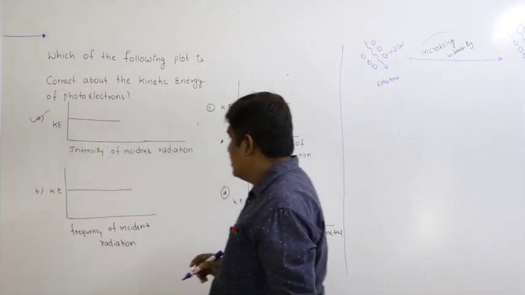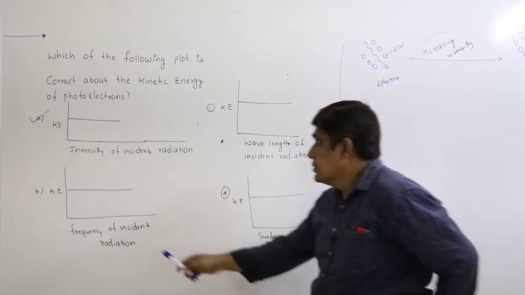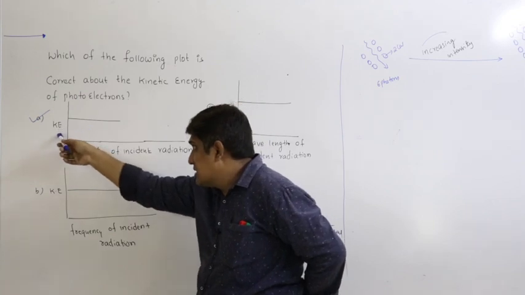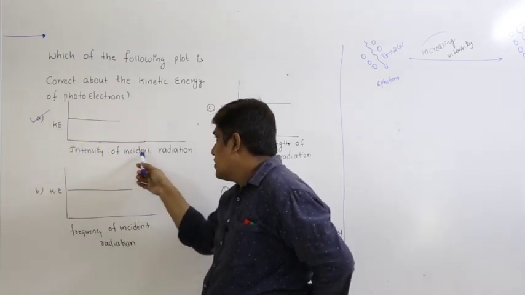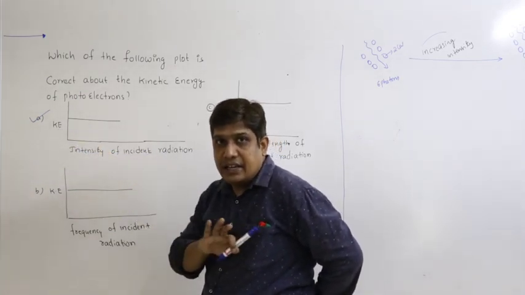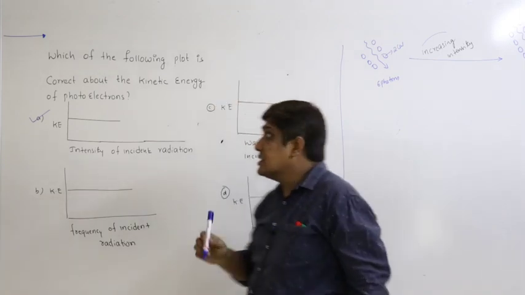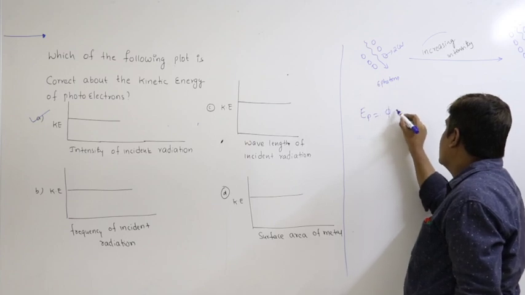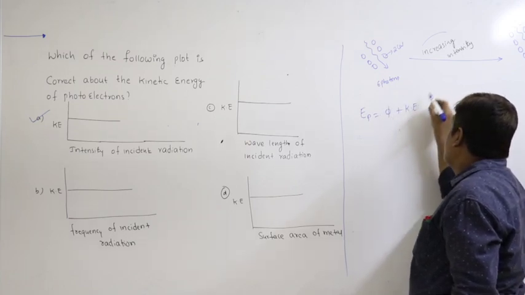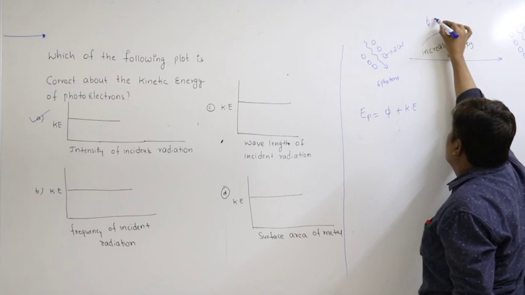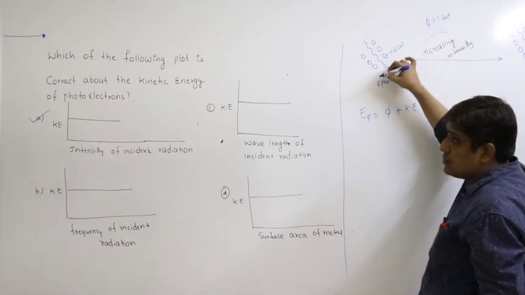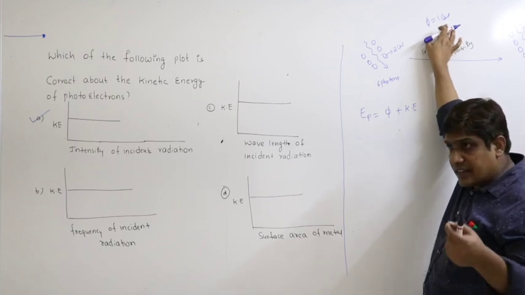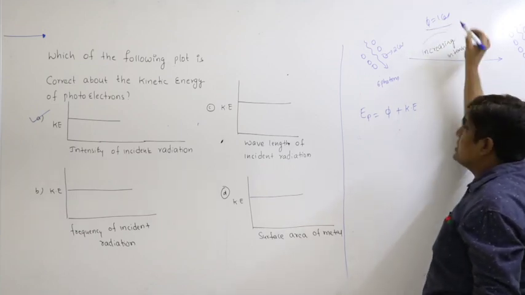But let us study option B. So here this straight line parallel to x-axis indicates that kinetic energy is independent of intensity of incident radiation. Kinetic energy will not change because kinetic energy depends upon what? Energy of photon equals work function plus kinetic energy. Let us assume that work function is 1 calorie. Whether you take this one or this one, the work function will depend upon nature of metal. I am taking the same metal, therefore work function is constant.